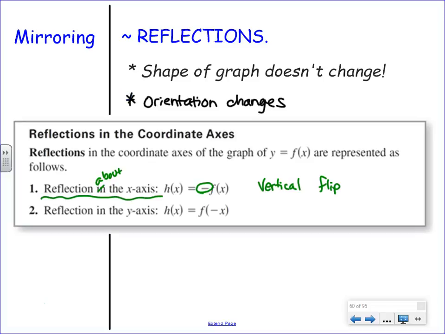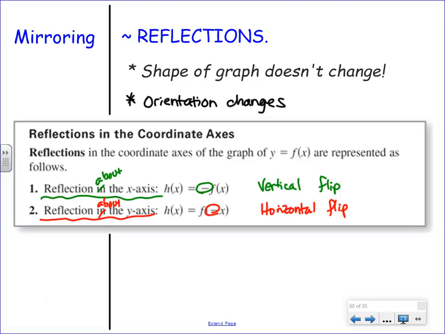Okay, so how about the next one? It's on the inside. Inside should correspond to horizontal flip. And why does that make sense? Visualize real quick the y-axis. Yes, it says in, but if we change that to be about, and if you're reflecting about, think of it. That's a left-right reflection. What was on the right is on the left. What was on the left is on the right.